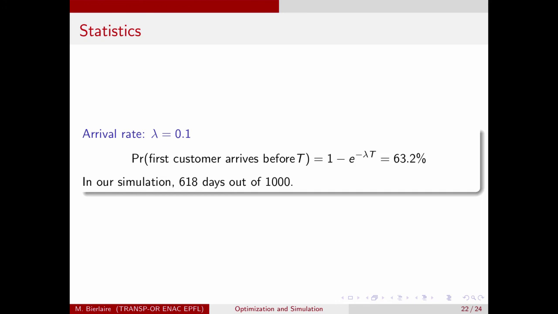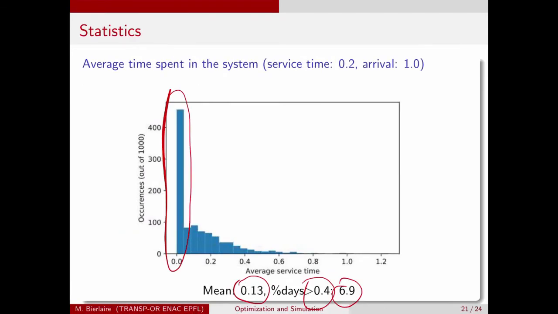What is the probability that the first customer arrives before capital T, so before the bar closes? I can calculate it because I know the distribution of the arrival of the customers. And this is 63.2%. It means that almost 40% of the time, the first customer will arrive after the bar closes, and therefore there will be no business that day. If we go back to the histogram, this is basically what I observe here. I have about 400 plus cases where I have 0, because nobody was actually served by the bar on that day.